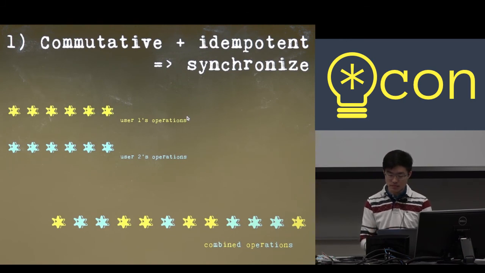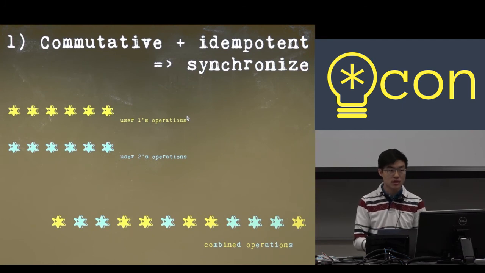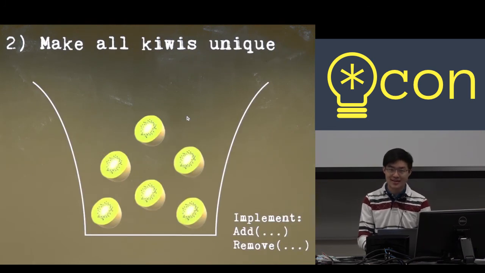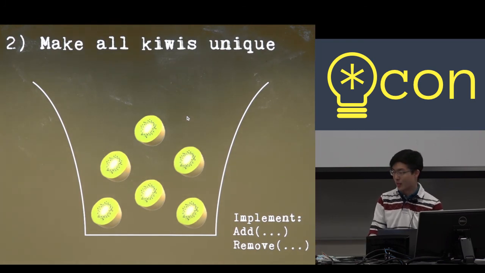So that's cool, but how are we going to design these commutative operations? So first, let's look at how we could implement a synchronized bag data structure. A bag is like a set, but you can have multiple copies of the same item. Like a bag of kiwis, for example. All these kiwis are the same, but you can have multiple kiwis. And this bag should have two operations: add a kiwi and remove a kiwi.